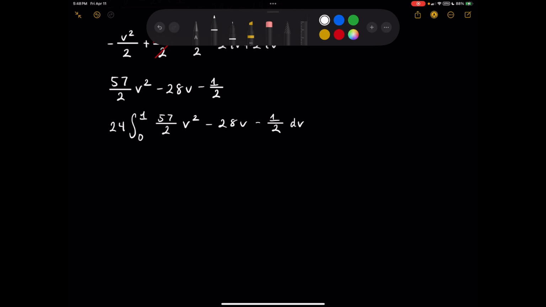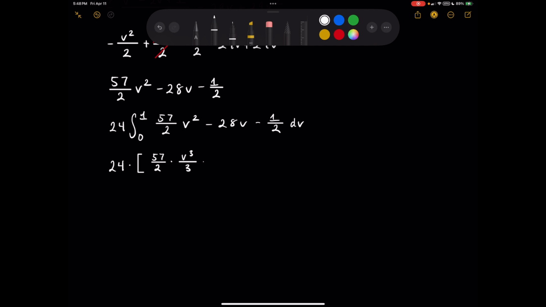So to take this integral, let's first start by writing 24 times, and then I'll put in brackets here. This will be the result of the integral. So the 57 over 2 is going to stay, and so we can just write that here. I'll do it in 2 steps just so that it's really clear. The integral of v squared, well, you just add 1 to the power, so that's v cubed, and divide by the new power, right?